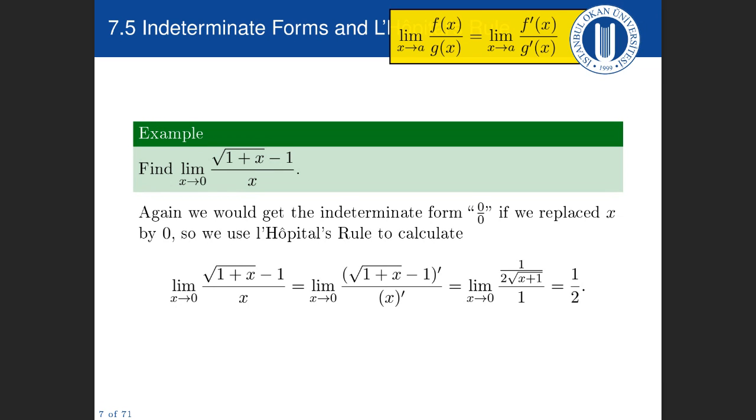At this point, we can replace the x by 0. Square root of 0 plus 1 is 1. So 1 over 2 divided by 1, or 1/2.